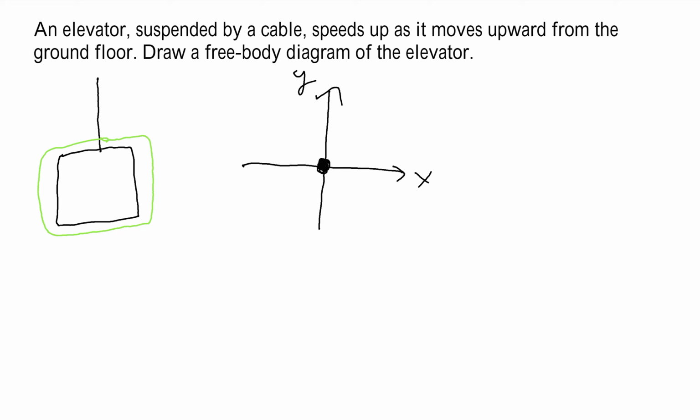Now, we need to start identifying vectors that are forces being applied to this object. Tension. So we have a tension vector. Which way is it pointing? Up. Okay, now this tension vector up will be called what? Okay, so we label it T.